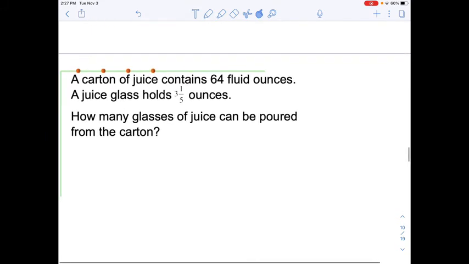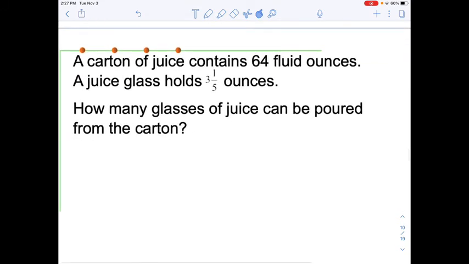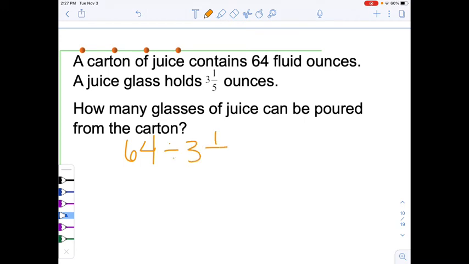All right, one quick word problem. It says a carton of juice contains 64 fluid ounces. A juice glass holds 3 1/5 ounces. How many glasses of juice can be poured? So we take the 64 ounces and we have to divide that by 3 1/5 ounces.